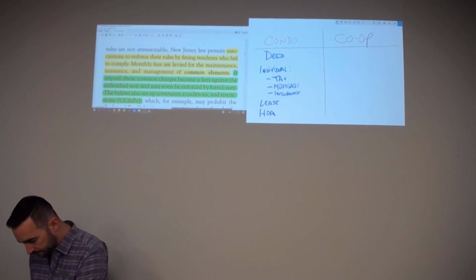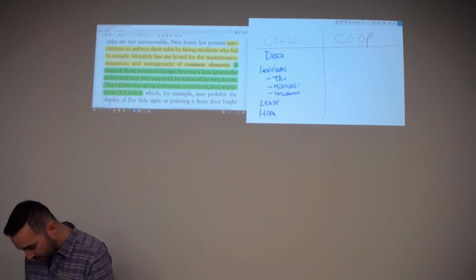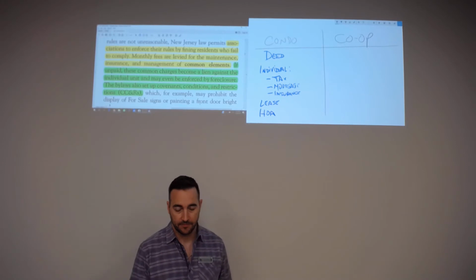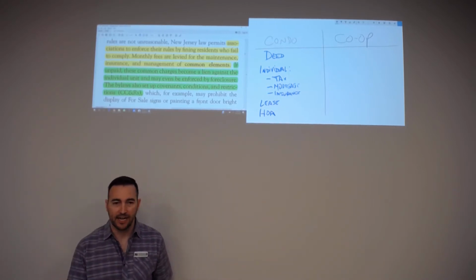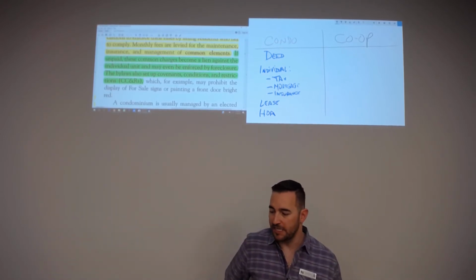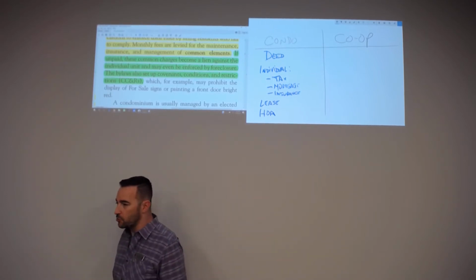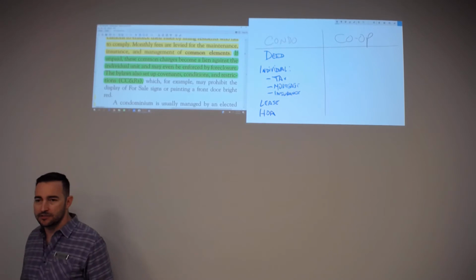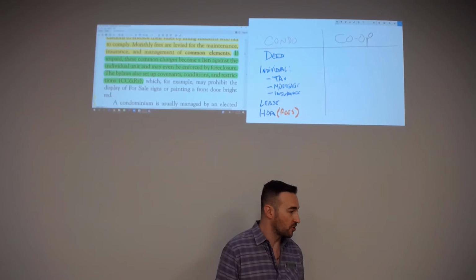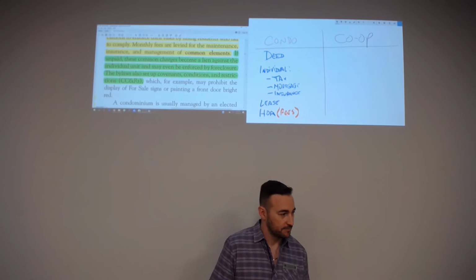And of course, there are HOA fees involved here to maintain the common elements, right? If unpaid, and I have this in green because it's important, these common charges become a lien against the individual unit and may even be enforced by foreclosure. So if you don't pay your HOA fees, the homeowners association could take you to court and take over your property, foreclose on your property. So you lose because of a $200 bill. Okay?